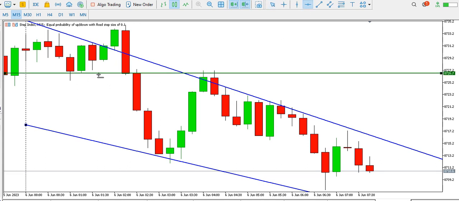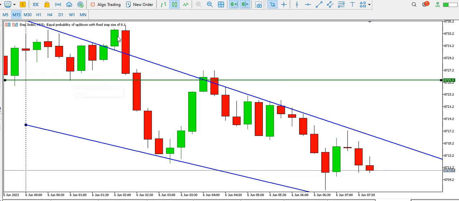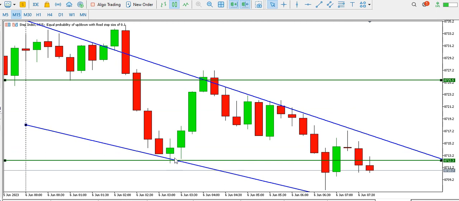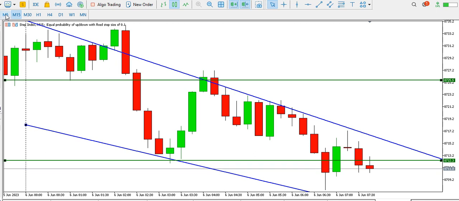We have a break of this particular structure. We have a break around here. As it broke it, the support here became a resistance, and price continues to drop. Now we have a break of this particular support level. We have the break here, and price rose and price is still dropping. So you might want to consider selling Step Index.